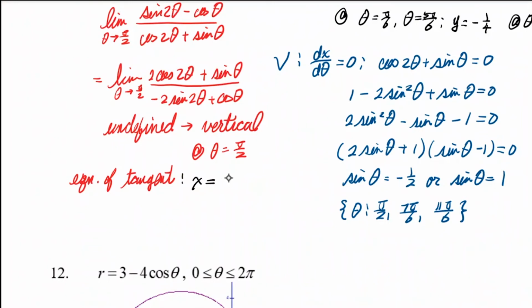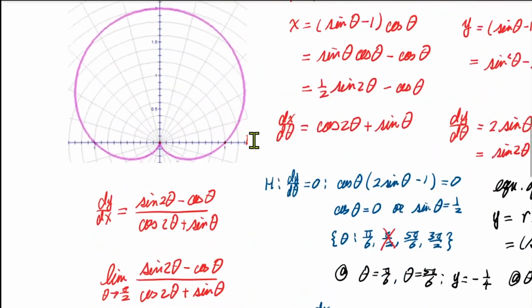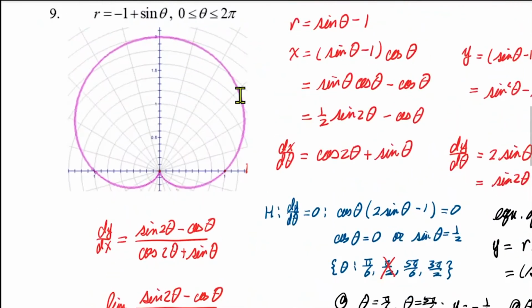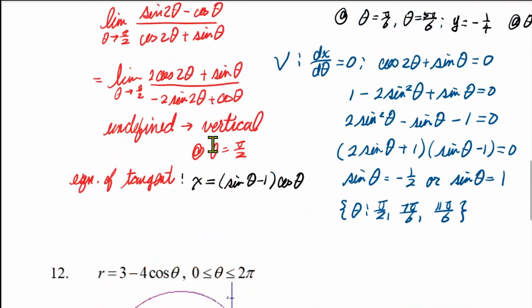Our x is r cosine theta, and our r is sine theta minus 1 times cosine theta, isn't it? So all we have to do is just plug these in, right? Okay, and then from the picture we predict here's 1 and here's 1. And then here's 1. This is still a vertical tangent. Okay, let's start plugging it in.